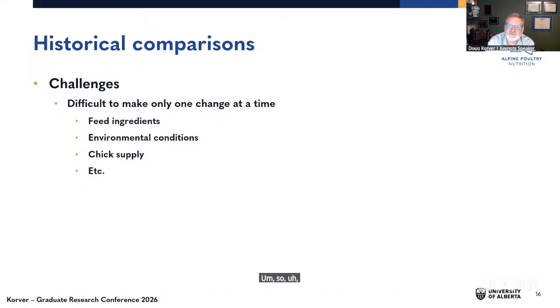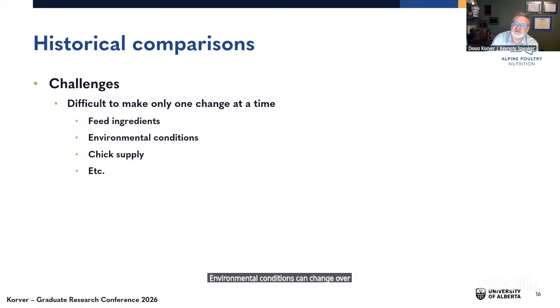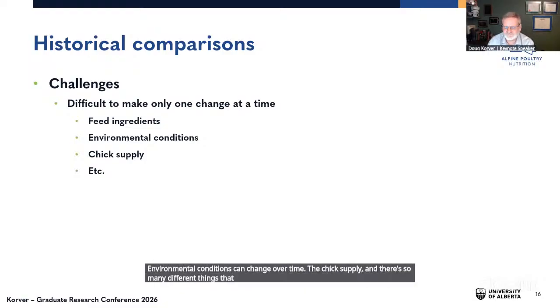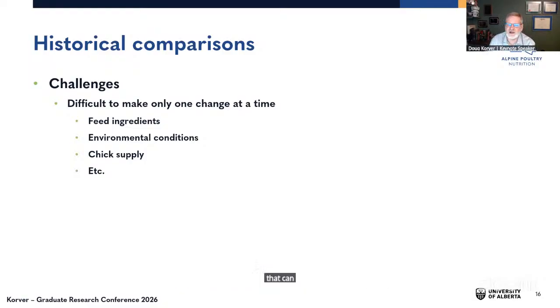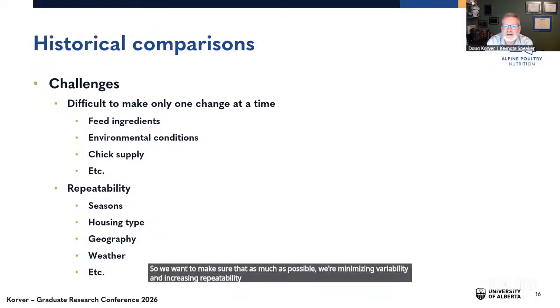In commercial production, of course, there are changes in feed ingredients and supply all the time. Environmental conditions can change over time, the chick supply, and there's so many different things that can influence the outcome of an experiment. So we want to make sure that as much as possible, we're minimizing variability and increasing repeatability. So making sure that we're taking into account the effect of season and housing type, geography and weather, and so on.